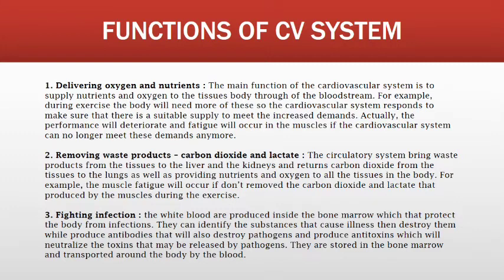The white blood cells are produced inside the bone marrow and protect the body from infection. They can identify the substances that cause illness, then destroy them, while producing antibodies that will also destroy pathogens, and produce antitoxin which will neutralize the toxin that may be released by pathogens. They are stored in the bone marrow and transported around the body by the blood.